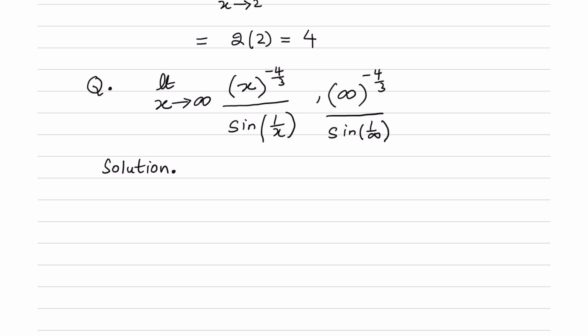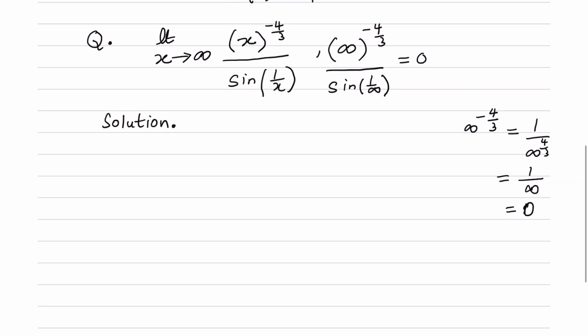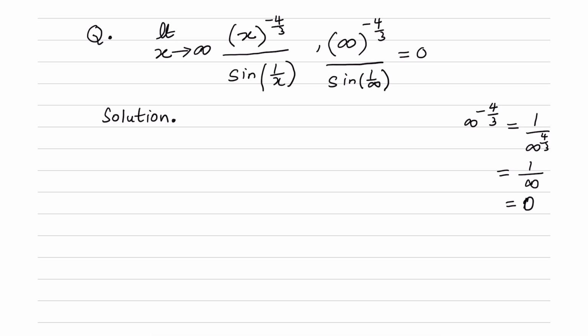So to see what I get in the numerator, I will simplify it on the side. Infinity to power minus 4 by 3 can be written as 1 over infinity to power 4 by 3. Infinity to power any positive number is just infinity, and 1 over infinity is 0. So in numerator we are getting 0. You can see that I have solved infinity to power minus 4 by 3 on the side, and I got my answer 0, then I put here.